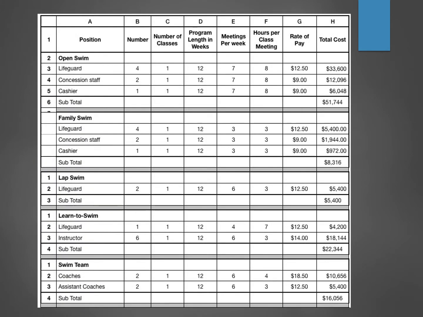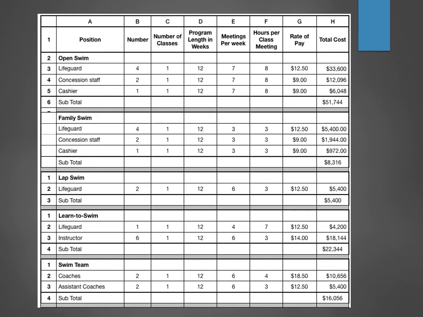So here we have another example of a program-based budget where we look at open swim, family swim, lap swim, learn to swim, and swim team. So this is a swimming budget within probably a bigger context. But here we have the lifeguards, the concession staff, and a cashier needed for open swim time. And then we can look at lifeguard, concession staff, cashier during family swim time. And you can look at how the number of positions needed, the number of classes needed, the program length, and different things change across this.